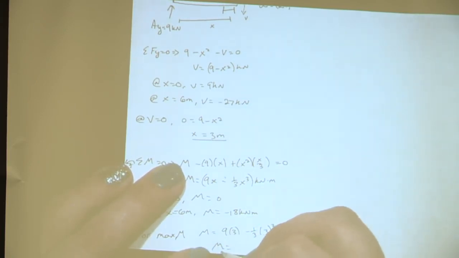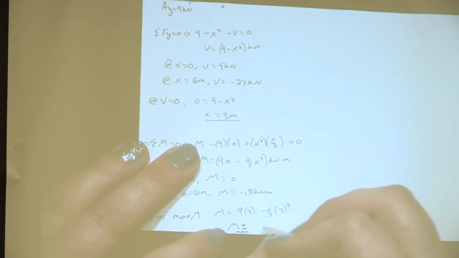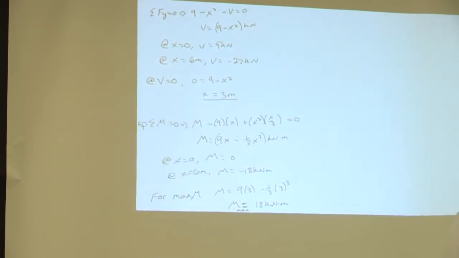What will that give us for M max? What was that? 18? Positive or negative? So 18 kilonewton meters. Okay, so now are we done for this part, for this cut section? Yes? Okay, so what do we do now?